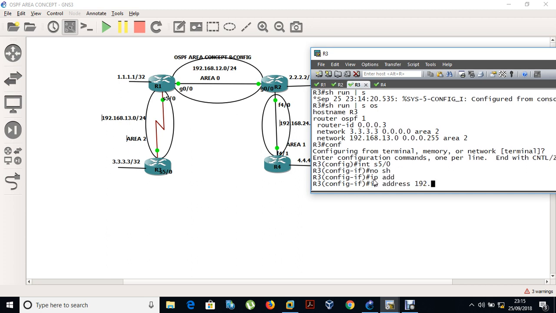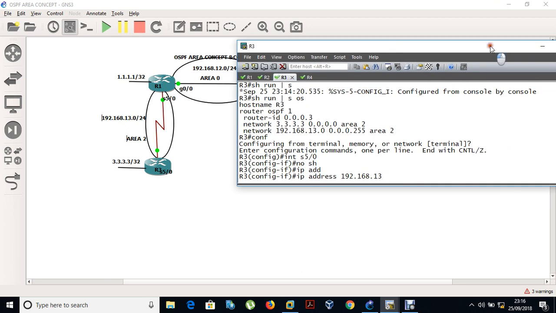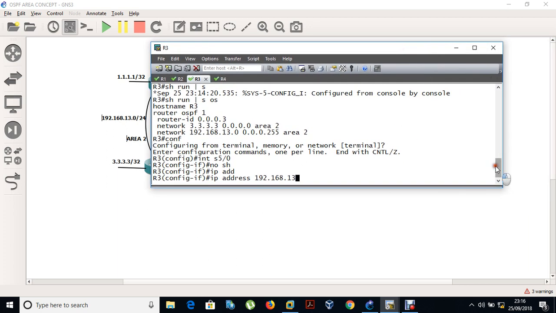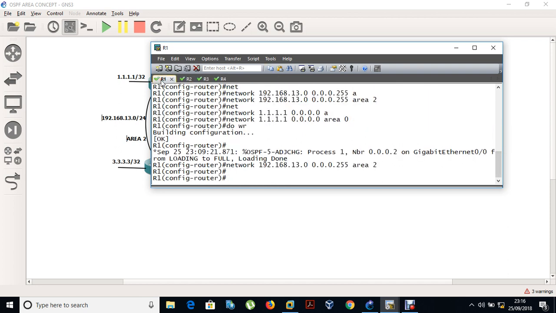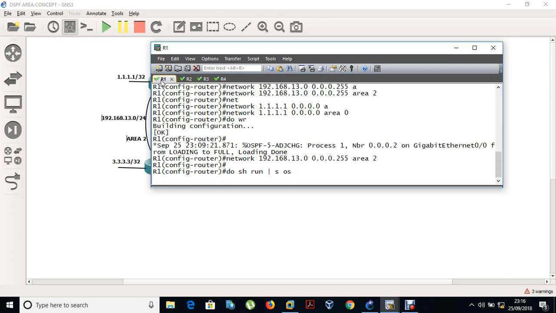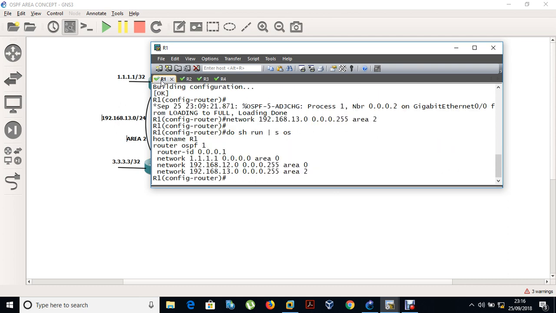So 192.168.13. Do I have configured that one? Let me check it. Oh yeah, I already configured it. Nice. But no, I didn't say. Okay, the other R1 I think I did not configure. Do show run section OSPF. Yeah, I configured it.